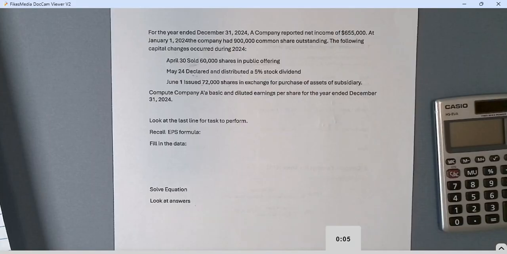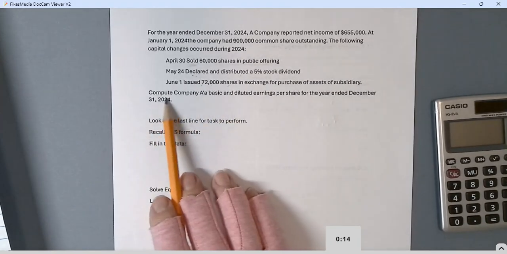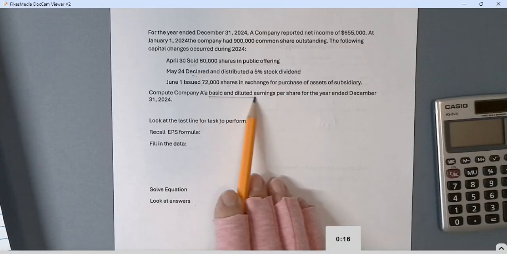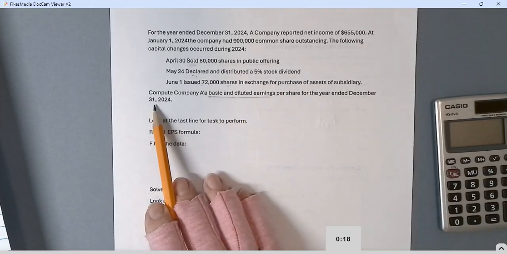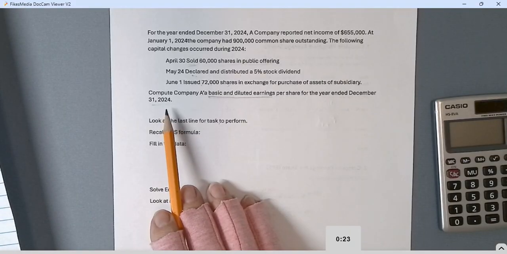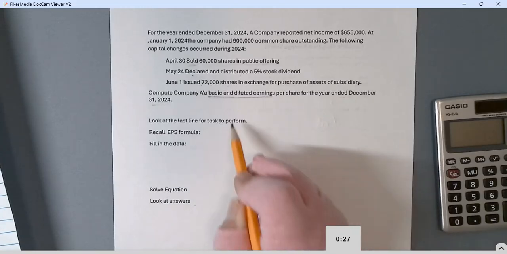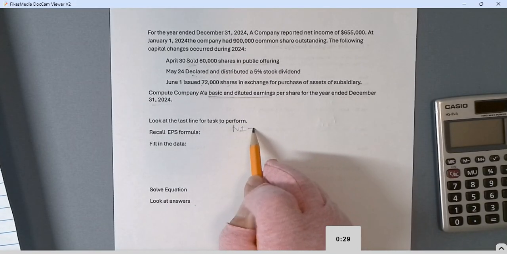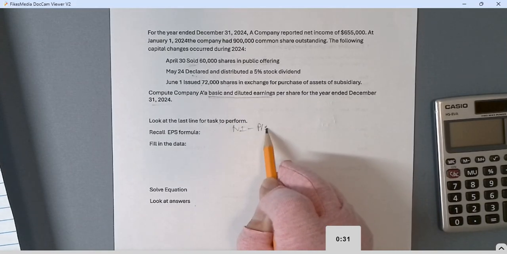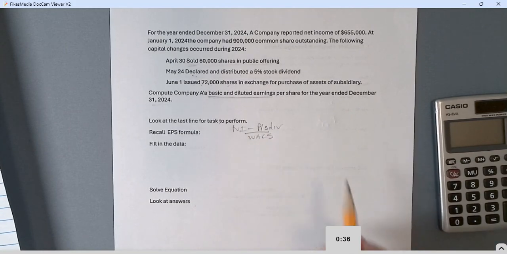Okay, next we have a complex capital structure. So let's take a look at this one. Look at the last line for the task performed. Compute Company A's basic and diluted earnings per share for the year ended December 31st. Okay, so recall the earnings per share formula: net income minus preferred stock dividends over weighted average common shares.